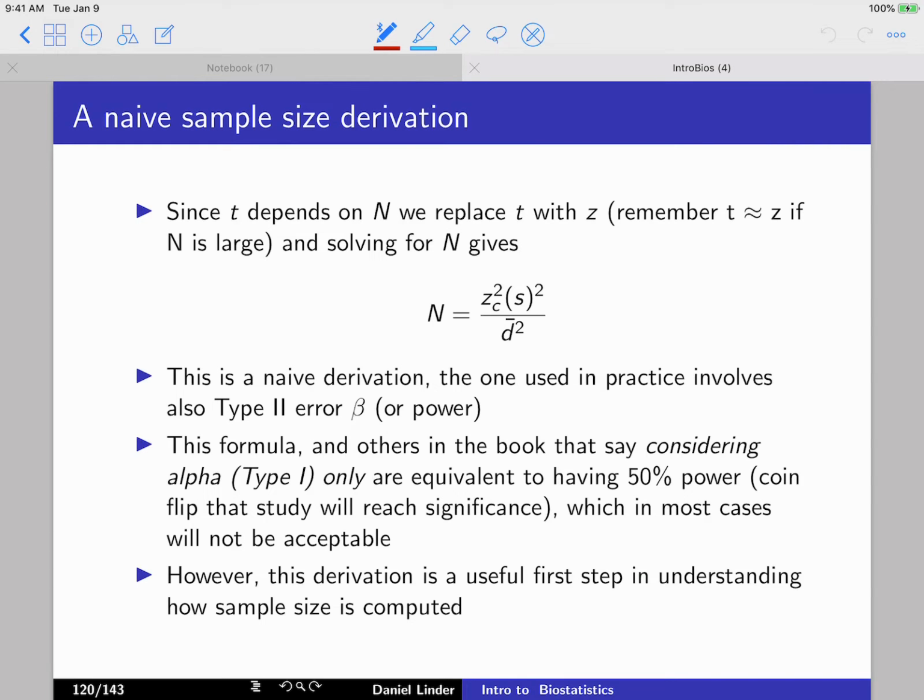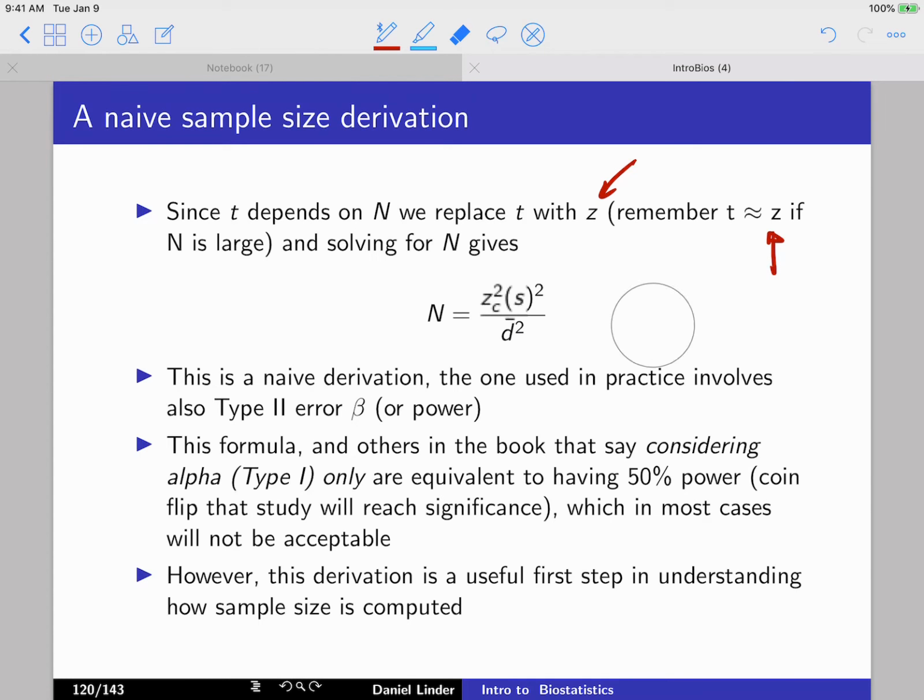And that's what I've written here. Essentially all I did, or all the book did, was replace t with z. If you just keep in mind that if your n is large, the t-distribution is approximately equal to the standard normal distribution. So that's why it's appropriate to replace this t at this point with the z. All I've done here is replace that with a z sub c and solve for n.